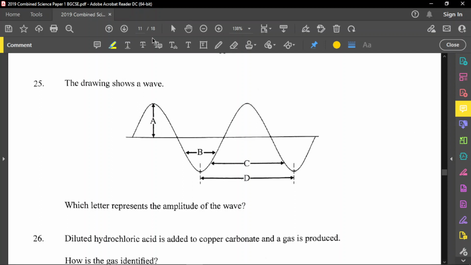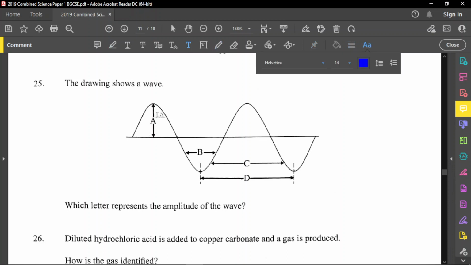A is amplitude because that's the highest point from the undisturbed position or from the direction of the wave. So the undisturbed position to the highest point of the wave is what they call an amplitude. Now B is really nothing that we describe on a wave. C is nothing that we describe on a wave as well. But D is what they call a wavelength. And the wavelength is the distance between two consecutive crests or two equal points on a wave.